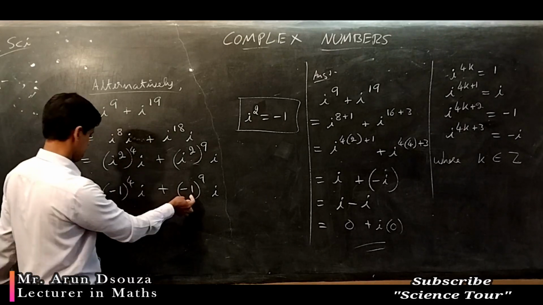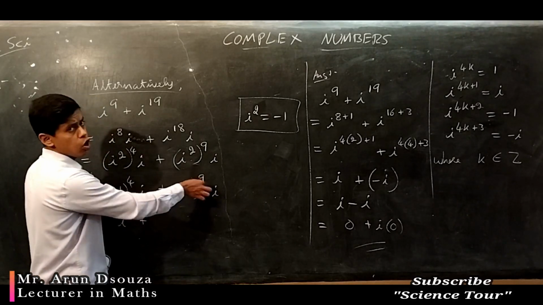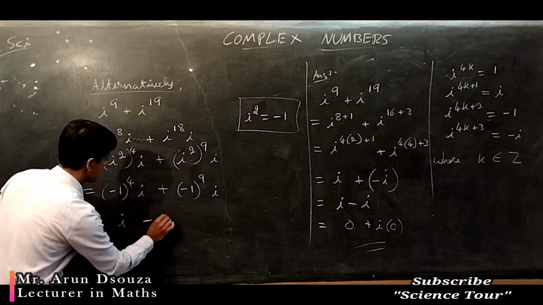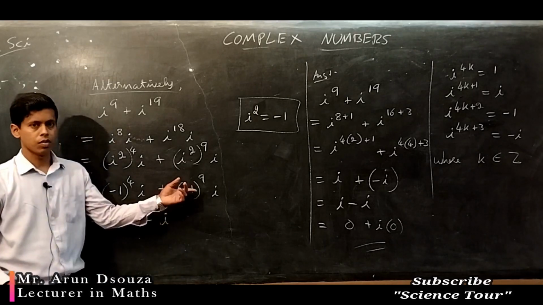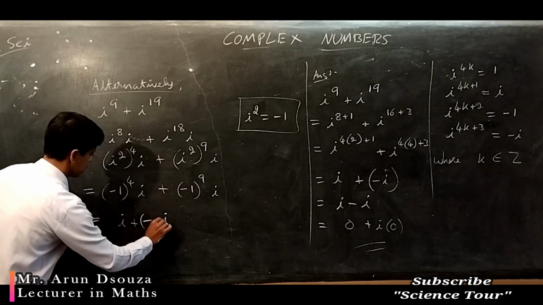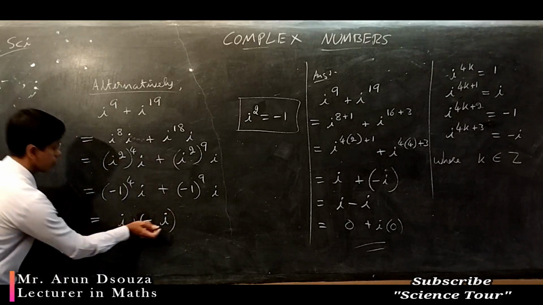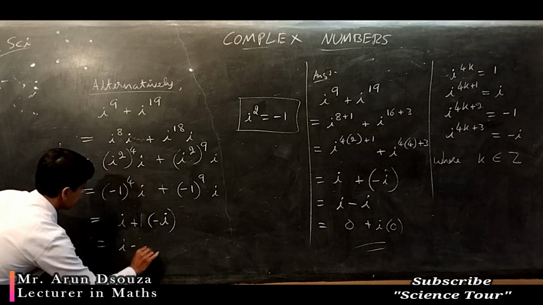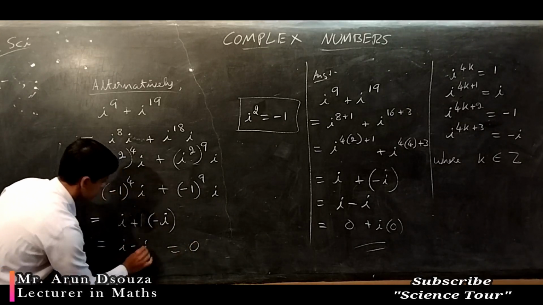therefore it is positive plus 1. And this is odd power. If you have odd power, then that will be negative. Or if you want, you can write this way also. Okay, so finally i minus i, which is again 0.